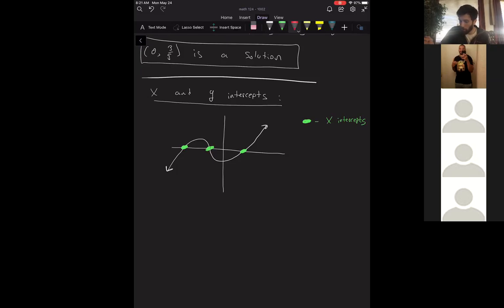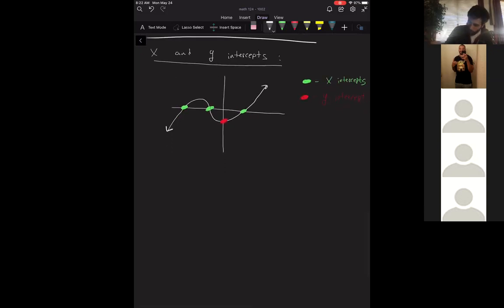There can be multiple of those, but there can only be one y-intercept. So this red dot right here, this is where the graph touches the y-axis. This is the y-intercept. So basically, the x-intercept is where you touch the x-axis, and the y-intercept is where you touch the y-axis. But there's several ways we can represent that. So let's just talk about that for a second. So the x-intercept, just in words, it's where the graph touches the x-axis. So that's one way of saying it.